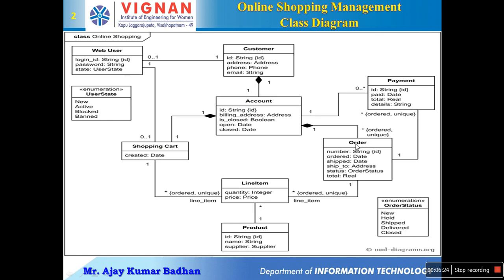Now coming to the order. Whenever you are ordering some item, definitely it will consist of information related to the order. Every order will have a unique ID, followed by when you have ordered it and when it is going to be shipped. All those details will be represented here. So these are the attributes related to the order.